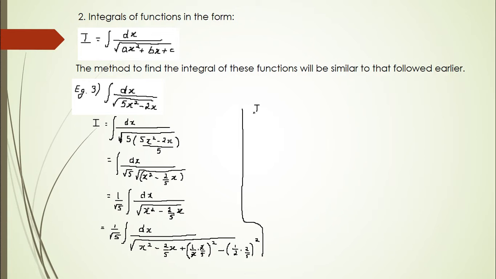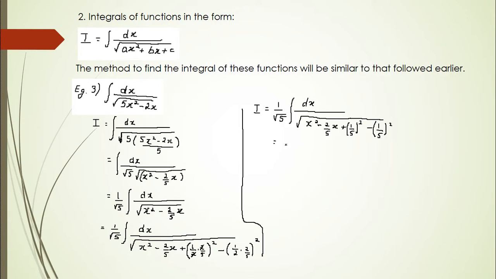Therefore I is equal to 1 by root 5 integral dx divided by whole root of x square minus 2 by 5 into x plus 1 by 5 whole square minus 1 by 5 whole square.